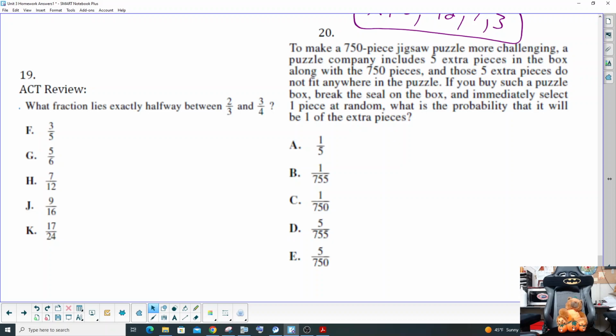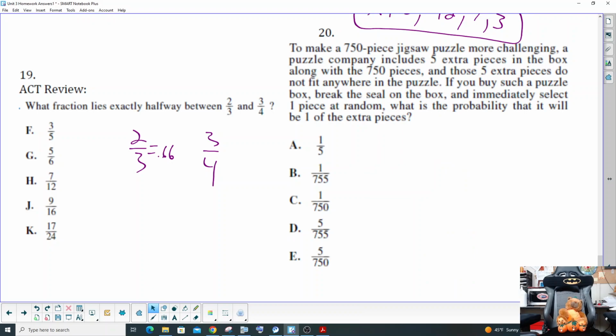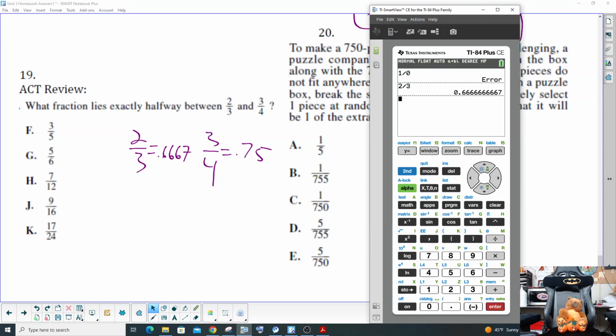Okay, so what fraction lies exactly between 2/3 and 3/4? I mean, if it was me, I'd probably turn all these into decimals and just convert each one to a decimal. Honestly, if I was doing this on the ACT, it wouldn't take too long. Because I already have that this is like 0.66 repeating. And this one's like 0.75, right? And 3/4, 0.75. So we're looking for a fraction that lies between those. So then you can just try each one.